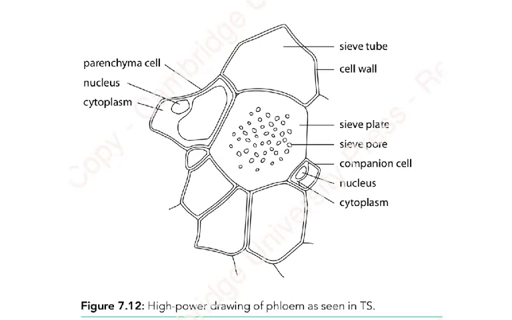Now this is a detail which was required in certain situations in which they asked you to draw a high power drawing of phloem as seen in transverse section. This is from your book. Now as you can see here, wherever two vessels meet, there are three lines. So there has to be three lines where they meet.